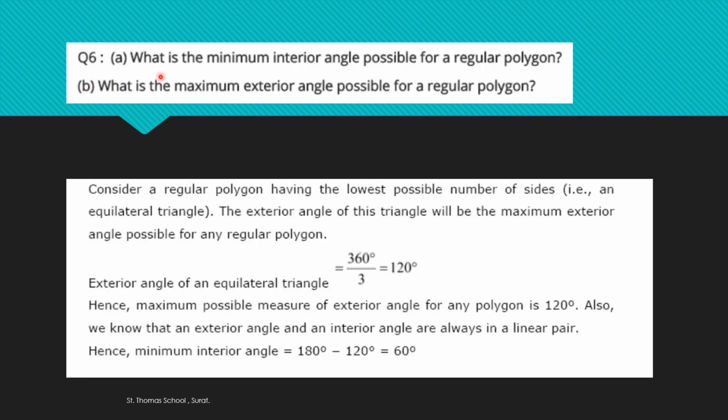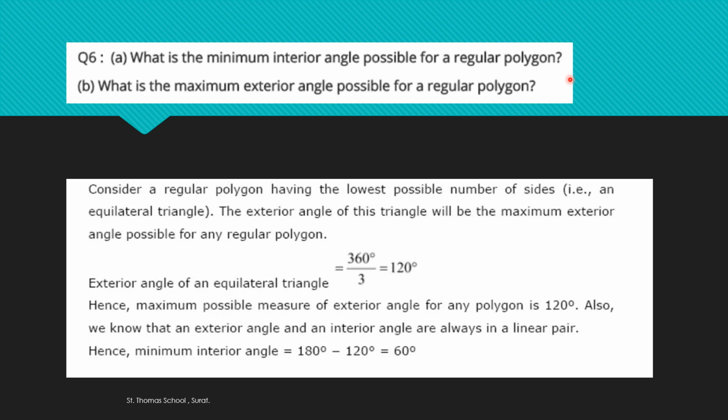Question number 6. A. What is the minimum interior angle possible for a regular polygon? B. What is the maximum exterior angle possible for a regular polygon? And we know that polygon means a simple closed curve made by line segments, and which is the smallest polygon? Triangle. So what is the least possible number of sides for a polygon? That is a triangle, and it has 3 sides. And here the question is about a regular polygon. Regular means all sides are equal, all angles are equal.